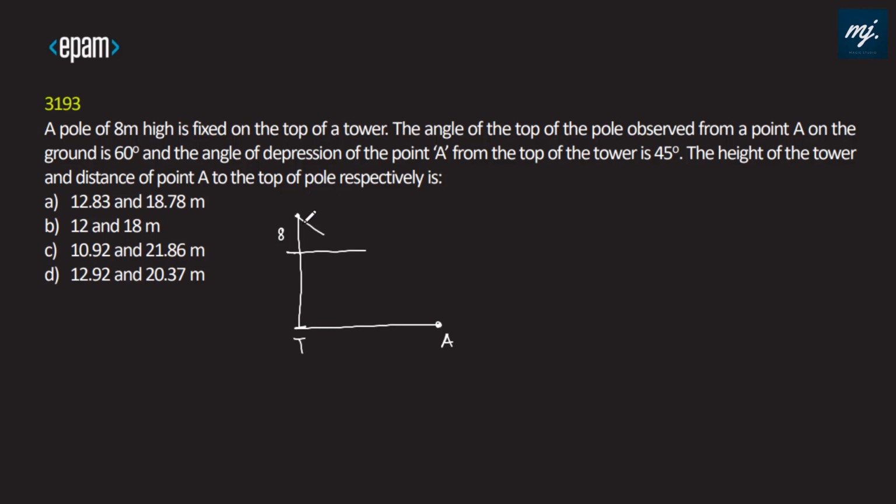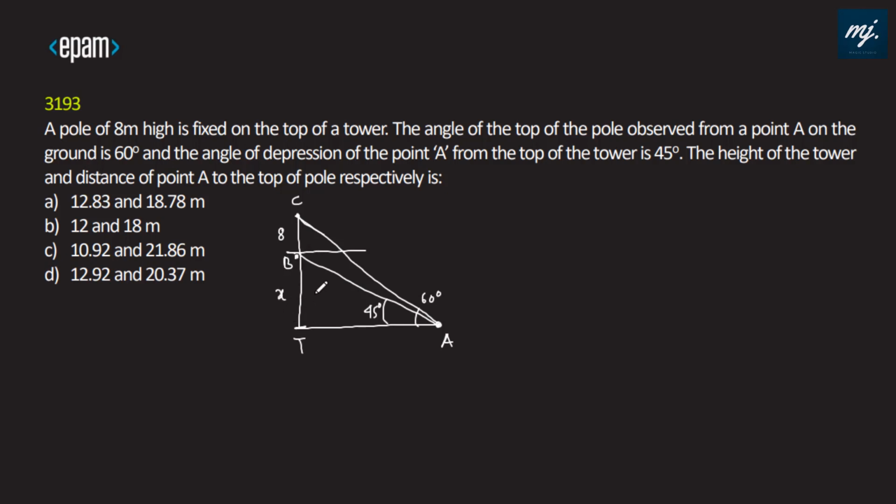This is the pole itself. So if I join these two, this is 60 degree. And the angle of depression of point A from the top of the tower, from this point, if I join, this is 45 degree. The height of the tower and the distance of point A to the top of the pole, let the top of the pole be C and the base of the tower be B. We need the height TB.